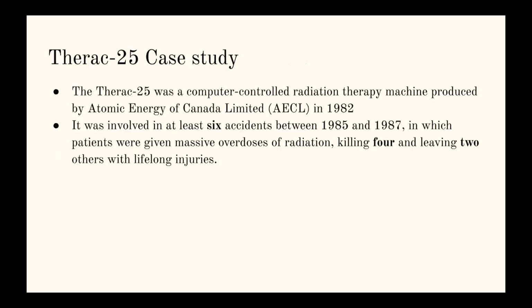Among many other major incidents caused by lack of good software testing, here is one example we can take a look at. Therac-25 was a computer controlled radiation therapy machine, which was produced by Atomic Energy of Canada Limited in 1982. It was involved in at least six major accidents between 1985 and 1987, in which patients were given massive overdoses of radiation. It killed four and left two others with lifelong injuries because of high overdoses of radiation.